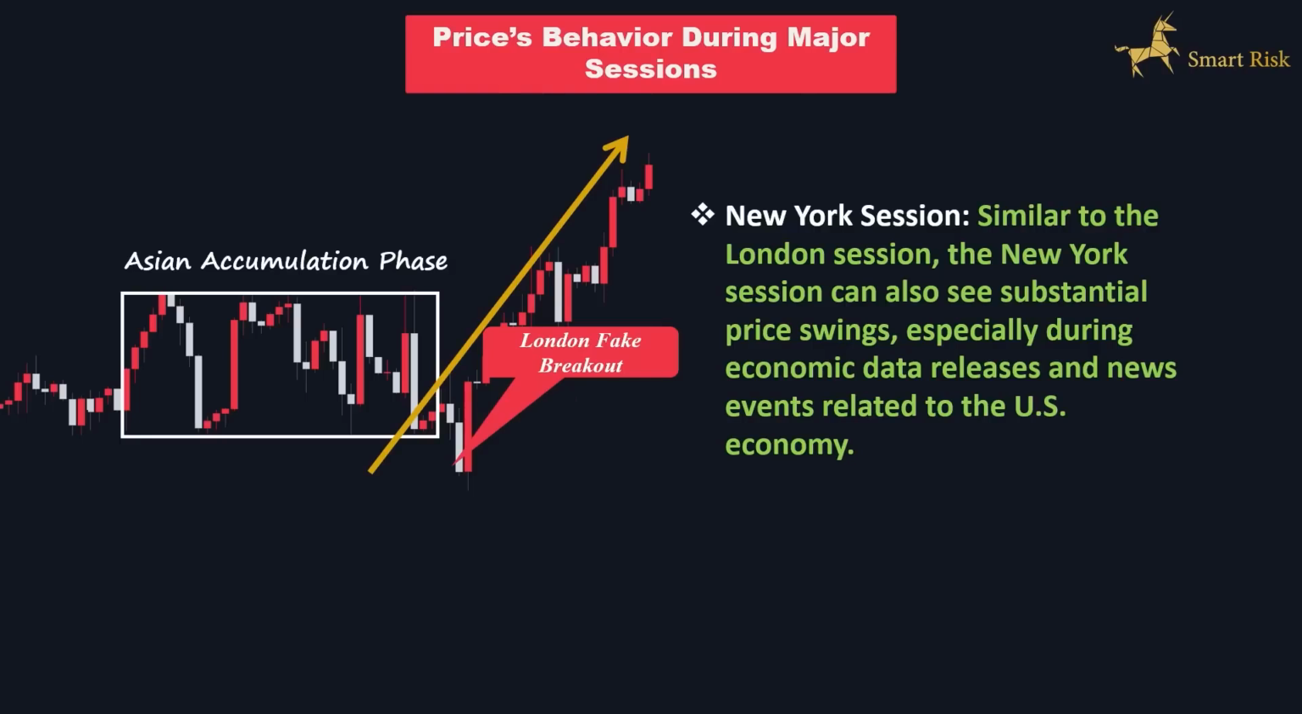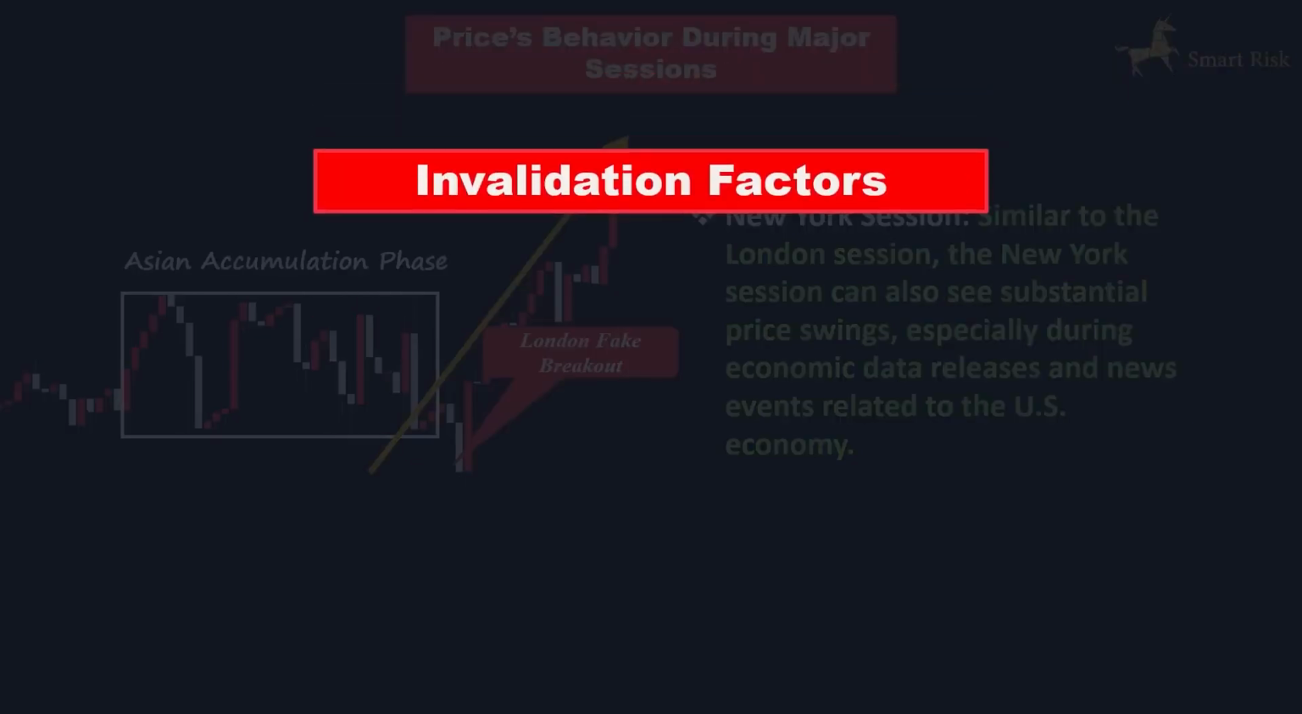It's important to note that while these sessions have their typical price behaviors, unexpected events and news can lead to sudden and significant price movements at any time. Traders should be aware of these sessions and their characteristics when planning their trading strategies and risk management. Now let's delve deeper into the details of invalidation.